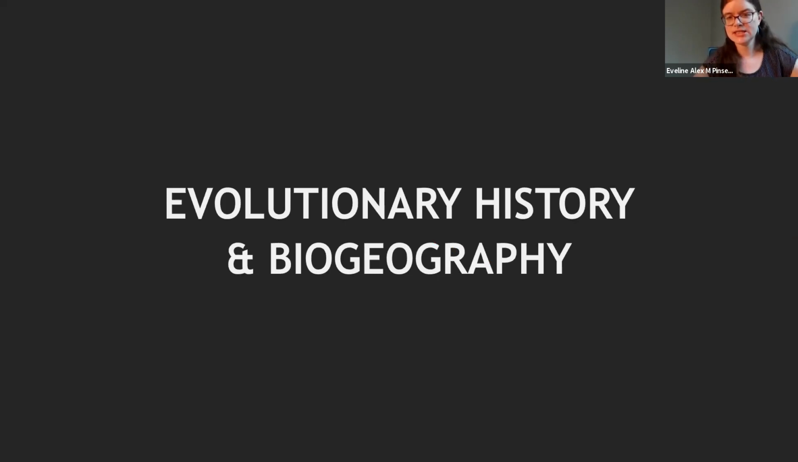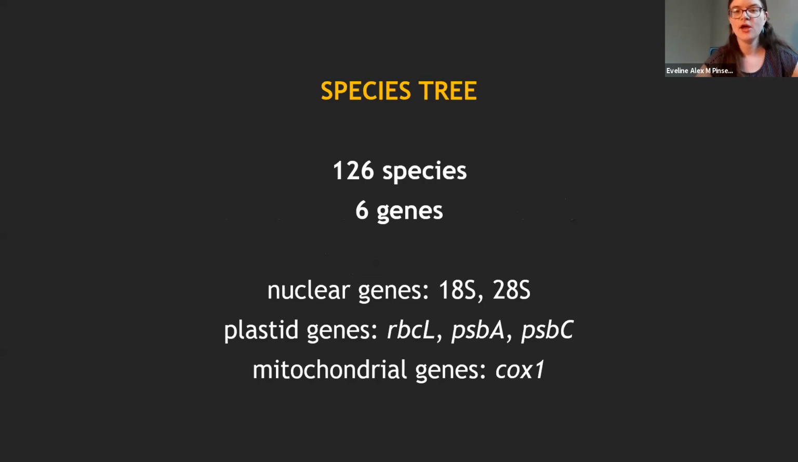Now you have all of these species, and now you can actually do the most exciting part. You can start looking at evolutionary history and biogeography. And a starting point for this with molecular data is, first thing you need to do is obtain a species tree. So a species tree is a phylogeny that will give you the relationships between all the species that we delimited. So remember, we have 126 species, and for each of these, I selected 1 strain. And for all of these strains, so 126 strains, I sequenced 6 genes. So 2 nuclear genes, in this case 18S and 28S, 3 plastid genes, and 1 mitochondrial gene.